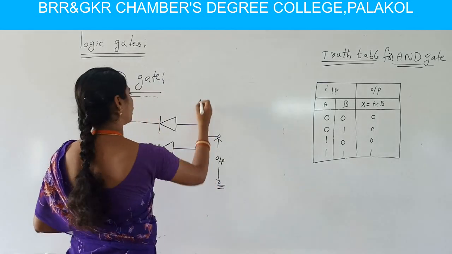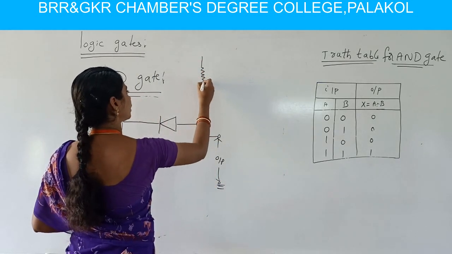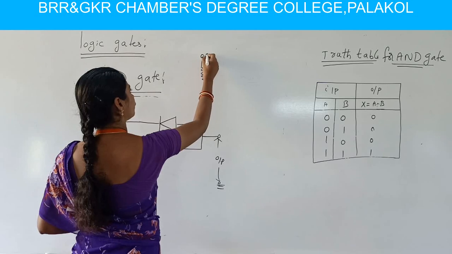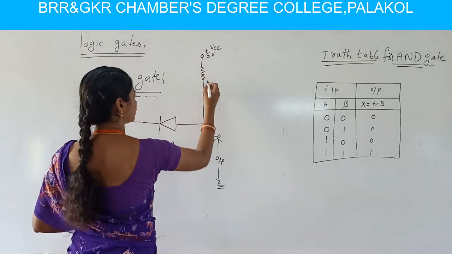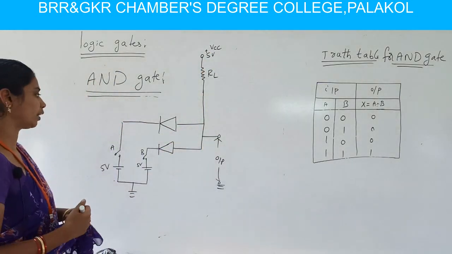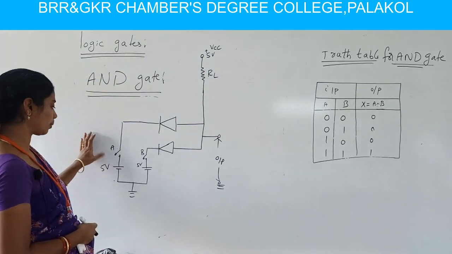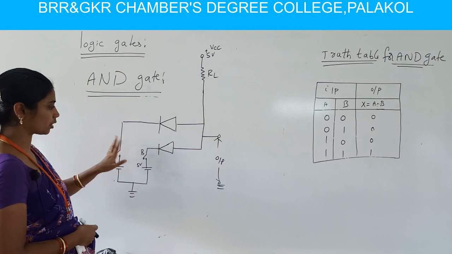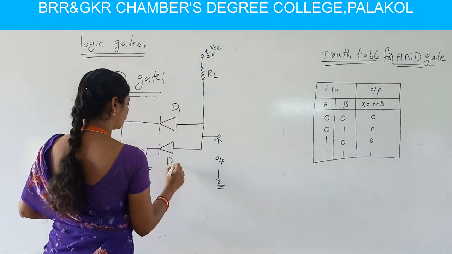which is grounded, and this is connected to a power supply, which is nothing but a 5 volts power supply. It is VCC. So this is the load resistor RL. Okay. So here switch A is connected to 5 volts and switch B is also connected to 5 volts. This is the diode D1 and this is the diode D2.